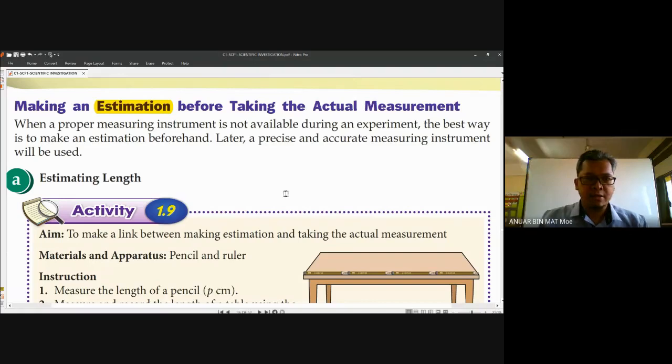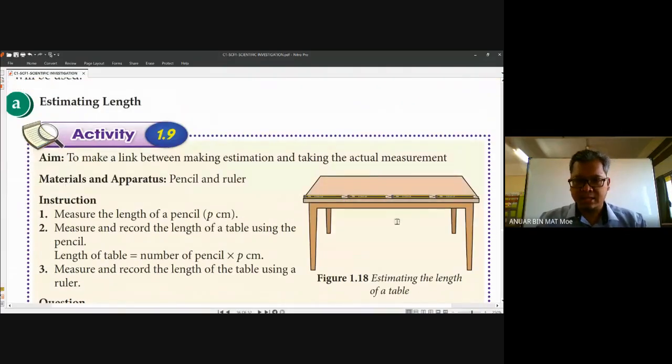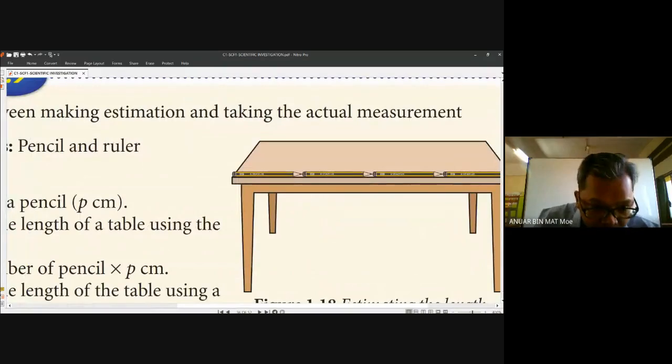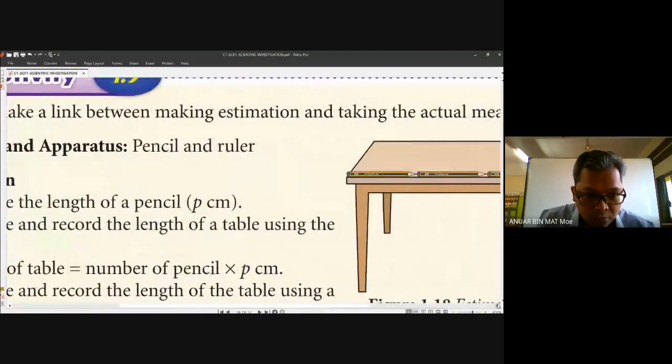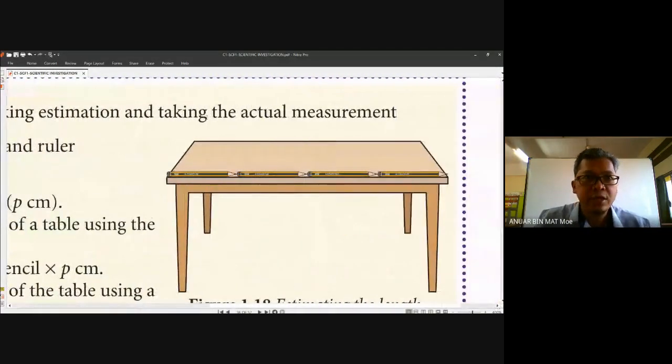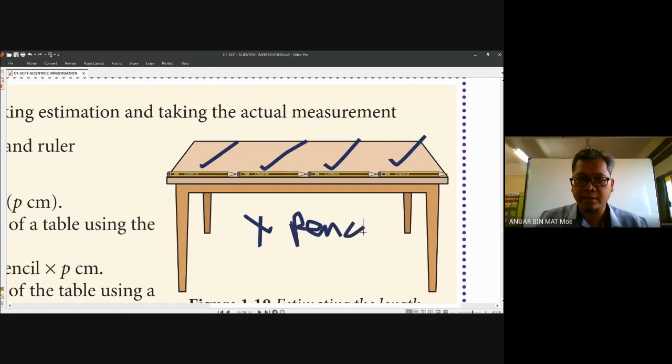But before that, you may need to do some estimation also. For example, to estimate the length of the table, you can use a pencil here, right? So what is the estimation of the length of the table, in pencils? So this is what we call estimation.